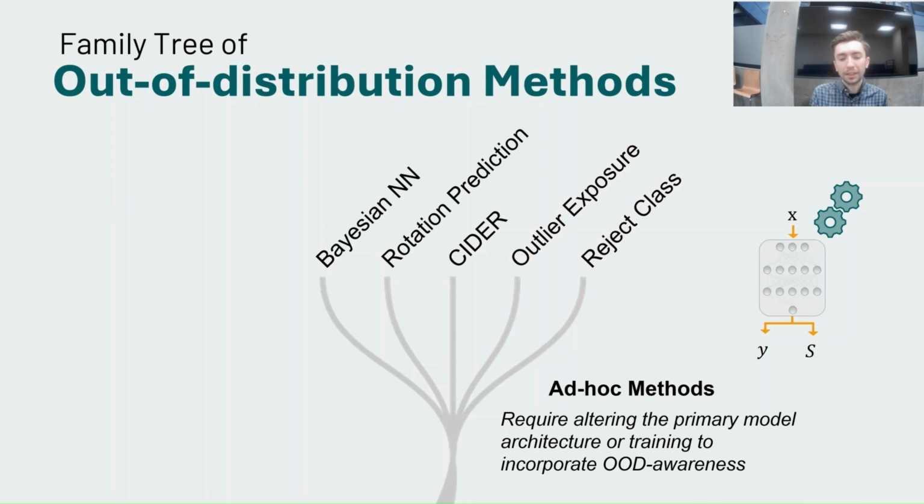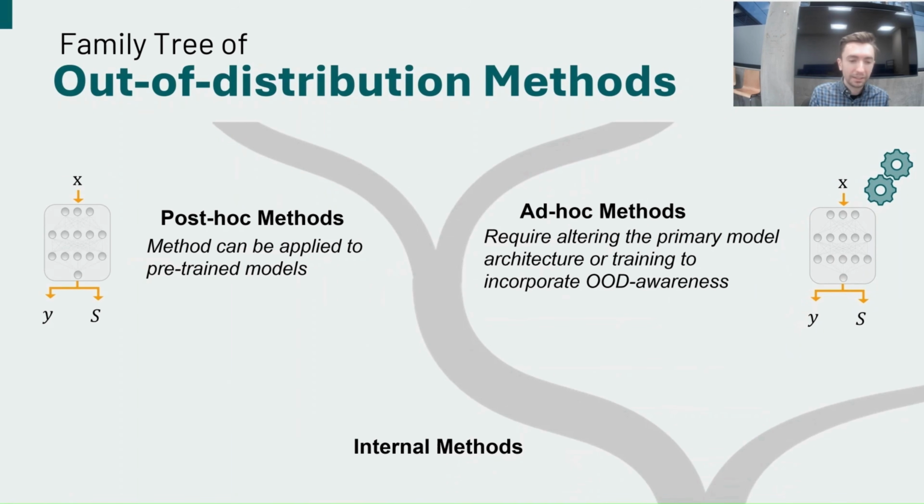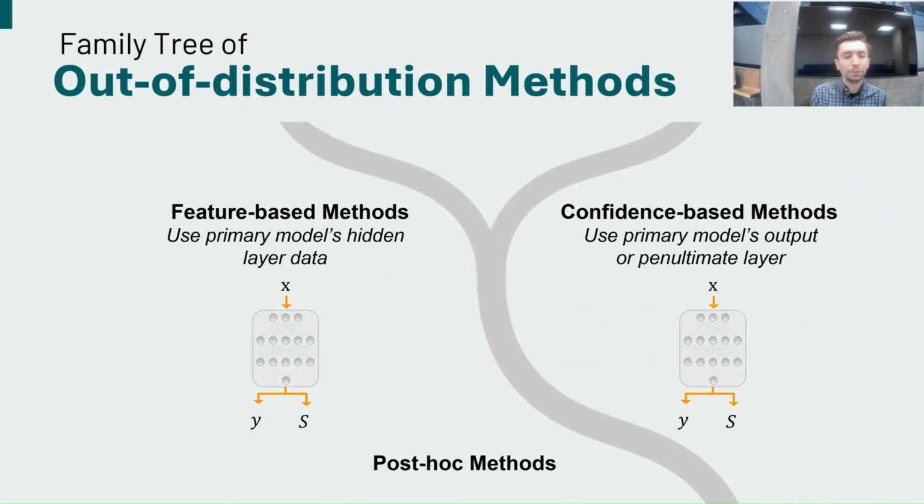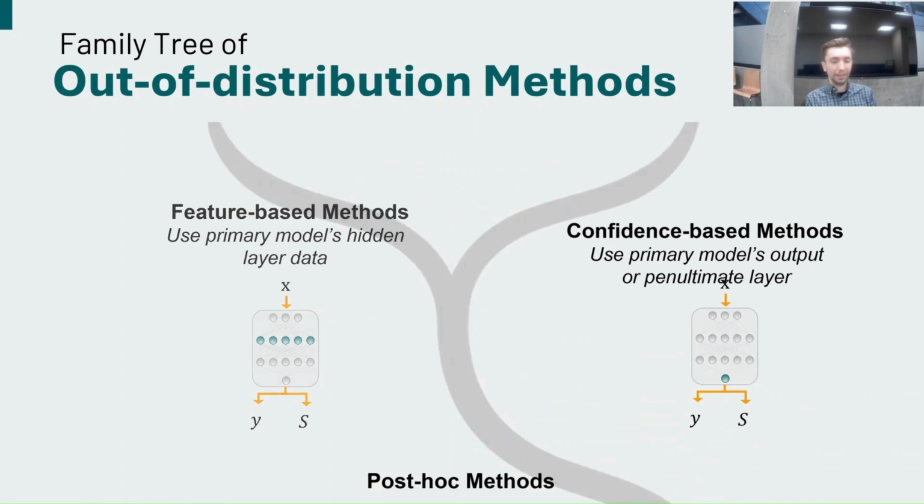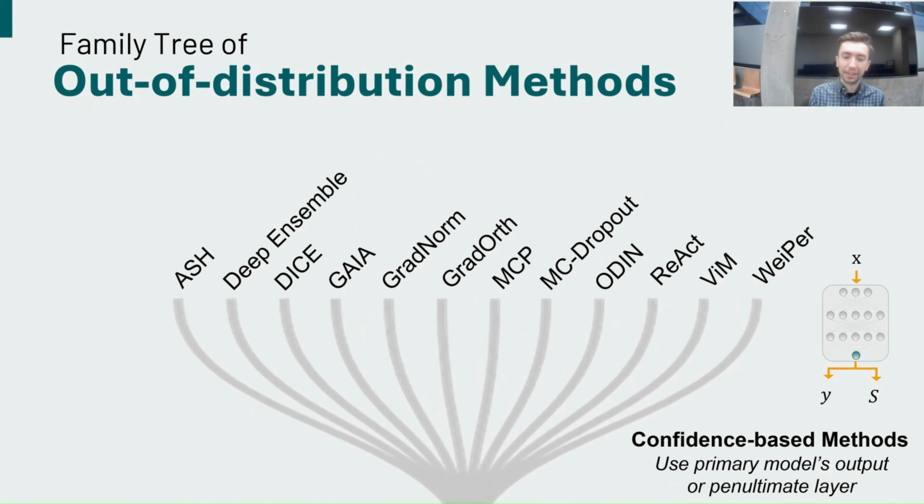And going back, we also have the post-hoc methods, which again we separate into 2 further groups. So we've got feature-based methods and confidence-based methods. So let's start with confidence-based methods. These are methods that use the primary model's output layer or penultimate layer for OD detection. So we looked at 13 methods here. One of the most well-known is maximum class probability, which is known as the baseline method.